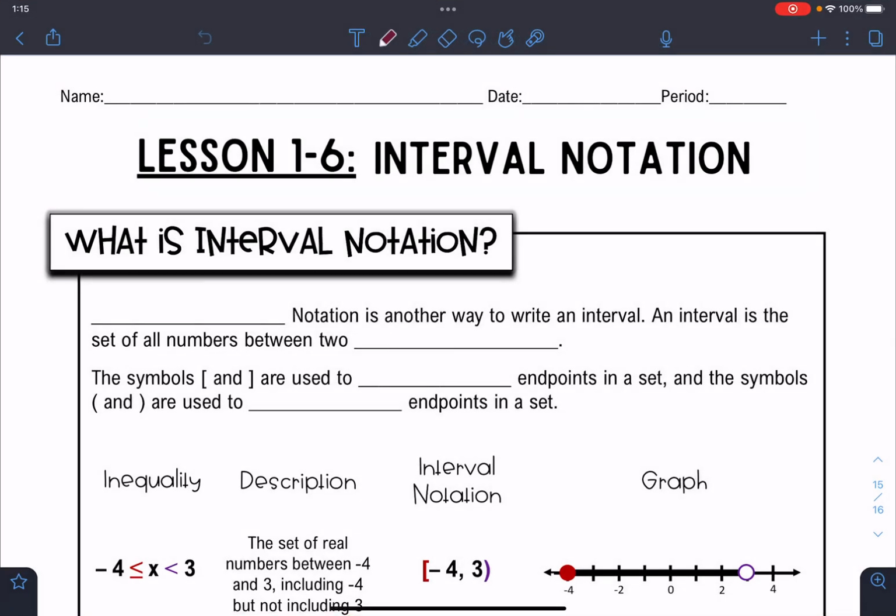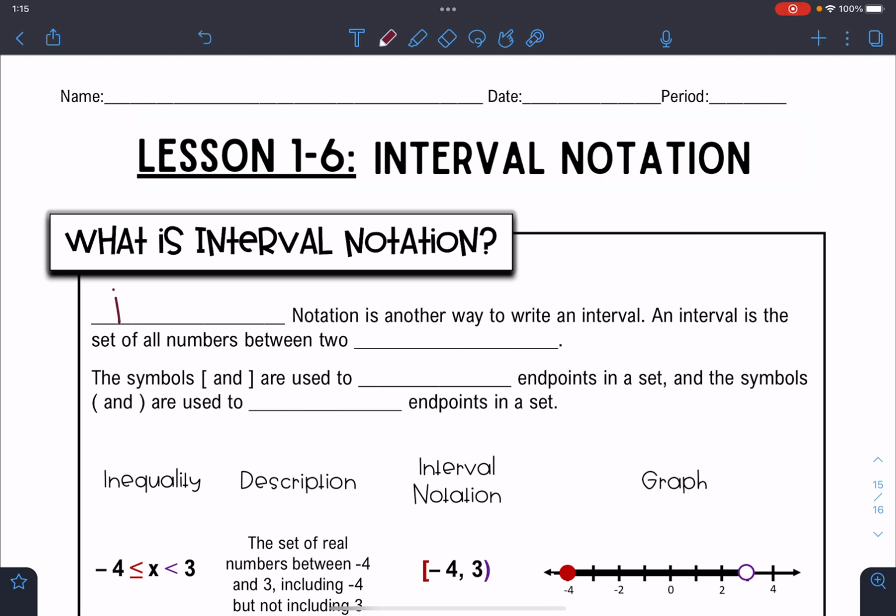Okay, today we are going to look at 1-6. We're going to skip 1-5 just because it's a little bit longer and I'm not here to explain it. So we're going to talk about interval notation, which actually will lead us pretty well into the next lesson anyways.